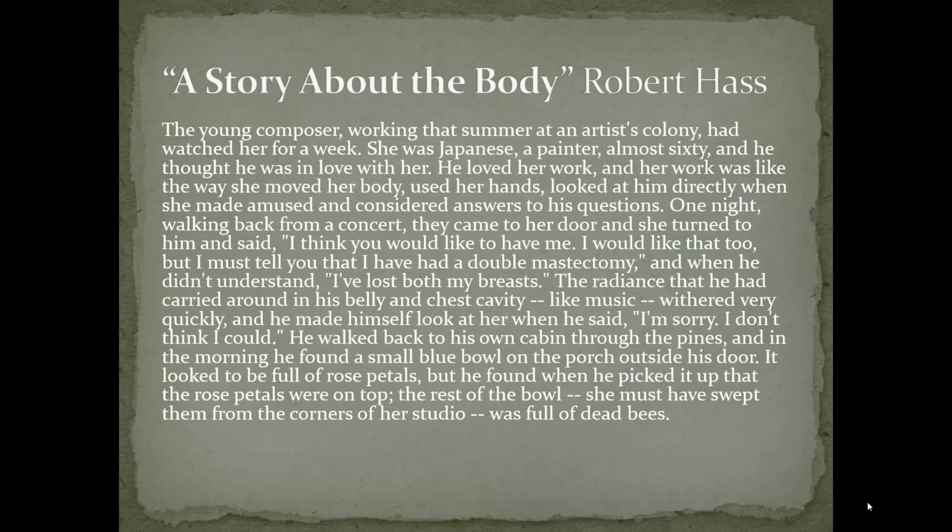Here's a prose poem called A Story About the Body by the poet Robert Haas. The young composer, working that summer at an artist colony, had watched her for a week. She was Japanese, a painter, almost 60, and he thought he was in love with her. He loved her work, and her work was like the way she moved her body, used her hands, looked at him directly when she made amused and considered answers to his questions.